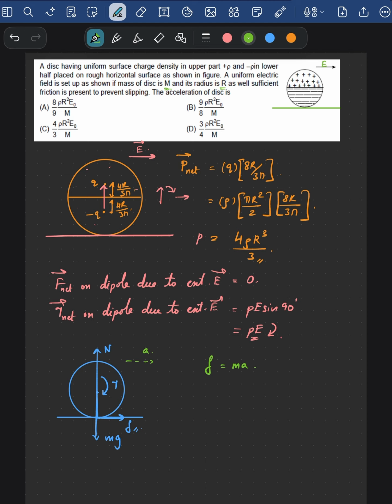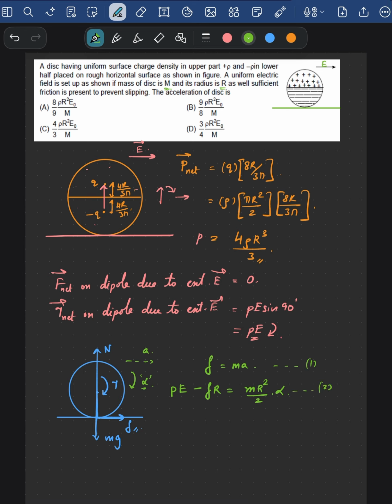The next equation is the torque equation. Torque due to electric field will be equal to PE clockwise, so I'm assuming angular acceleration is clockwise. Torque due to friction will be in the anticlockwise direction, so minus Fr. And that will be equal to I alpha, which is equal to mr squared by 2 into alpha. This is our second equation.